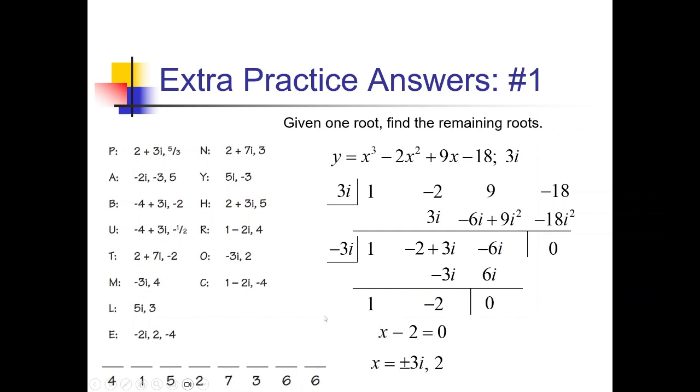Looking for that in the answer choices, I think -3i and 2 are the ones that they gave me. So let me look for those. That's right here, that's O, so I'll put O above spot 1 here.